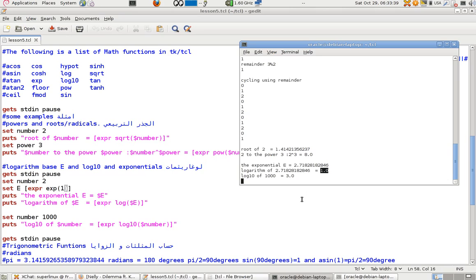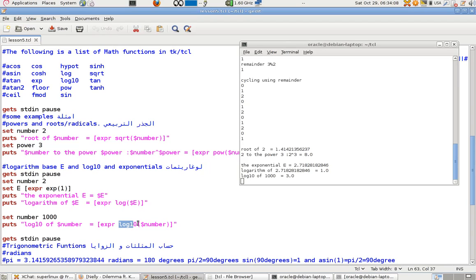Now the log base 10 of 1000 is 3. Why? Because 3 is the number of times you multiply 10 by itself. So 10 times 10 times 10 will be 1000, so if you count them, that's 3 times. So this is how we get the log base 10 of a number.